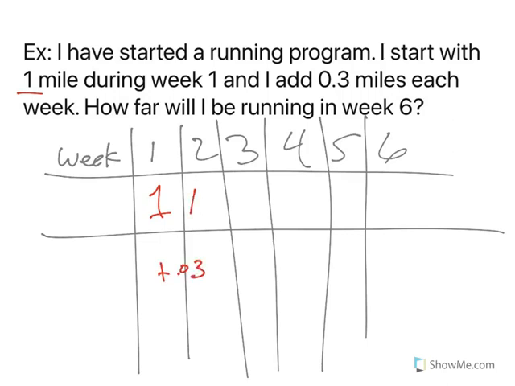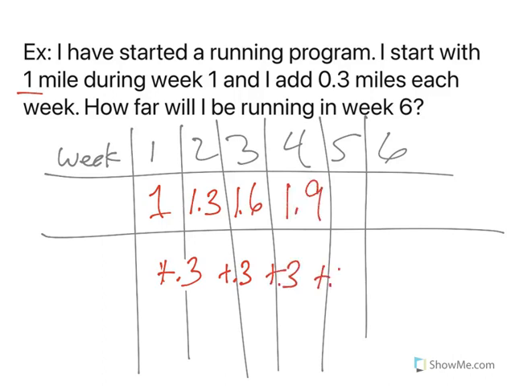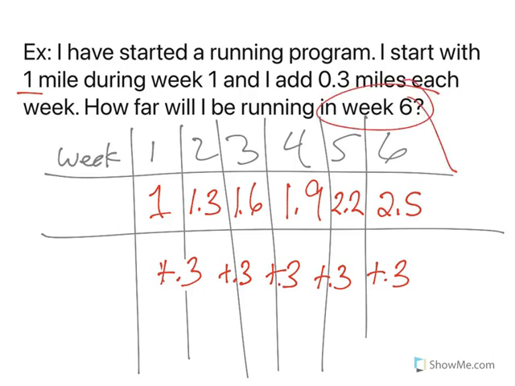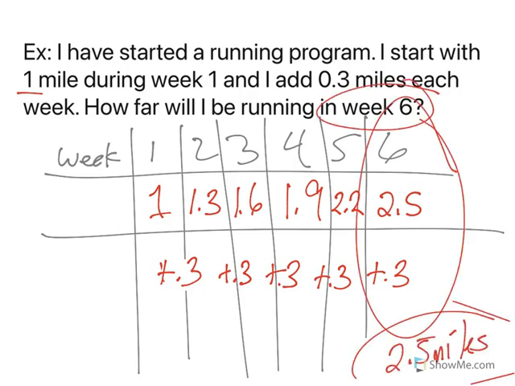So in week 2, I'll be doing 1.3. I wrote that wrong right there, plus 0.3. Okay, so then I have to add another 0.3, and I get 1.6. Then I add another 0.3, and I get 1.9. Then I add another 0.3, and I get 2.2. Then I add another 0.3, and I get 2.5. So during week 6, I will be running 2.5 miles. Very, very exciting. So patterns, we can use them to do all kinds of fun things.